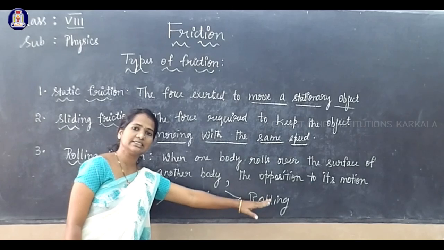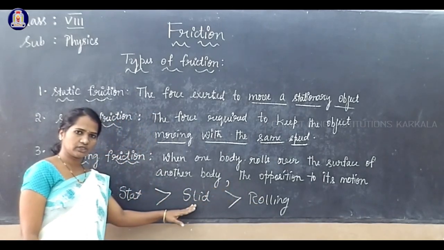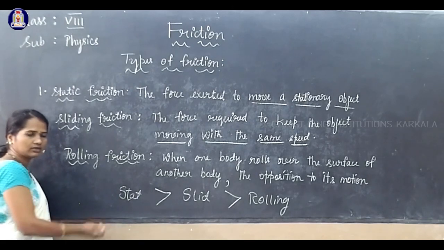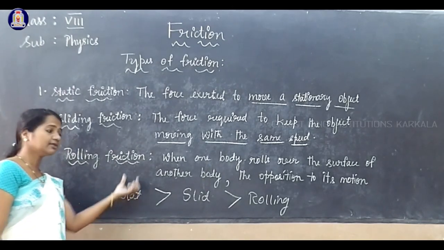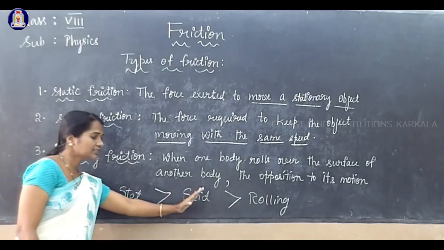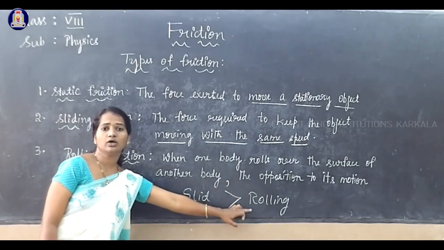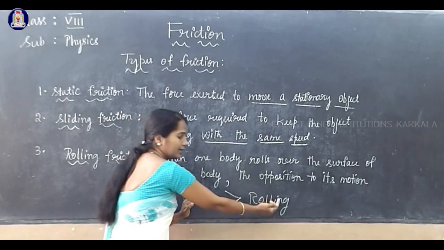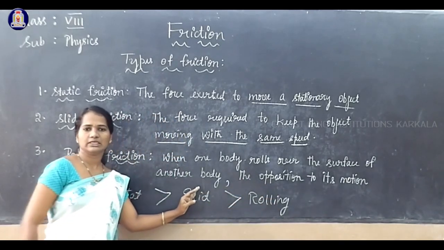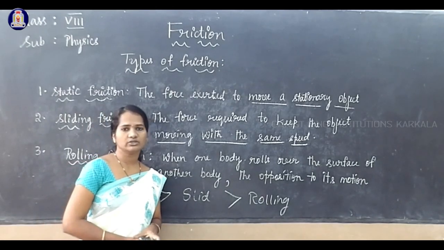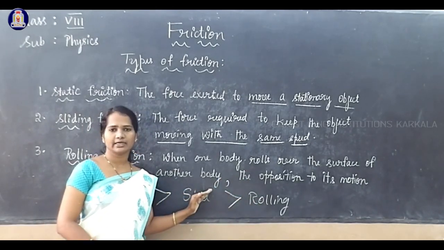Rolling friction is lesser than sliding friction. Sliding friction is lesser than static friction. Static friction is greater than sliding friction. Sliding friction is more than rolling friction. So when you compare sliding and rolling, rolling friction is less. It is easy to roll an object. Rolling friction is less than the sliding friction.